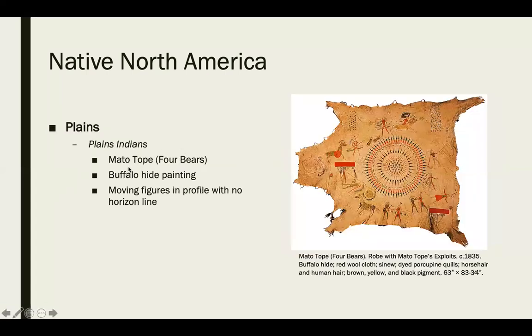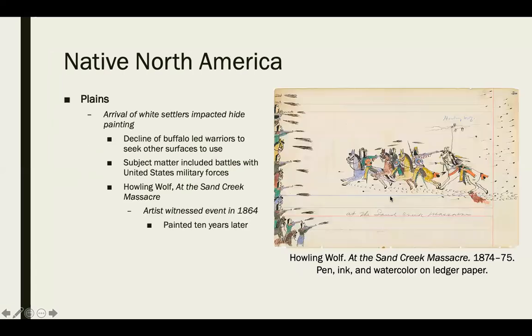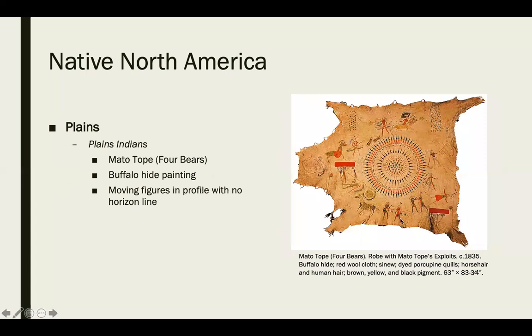The Plains Indians, this is Matotope or Four Bears. They're known for their buffalo hide paintings, such as this one. Something to note about this one too, they think about time as being more of a cycle than linear, and that's why this is not shown from left to right. It's more so in the realm or in the circle of things.